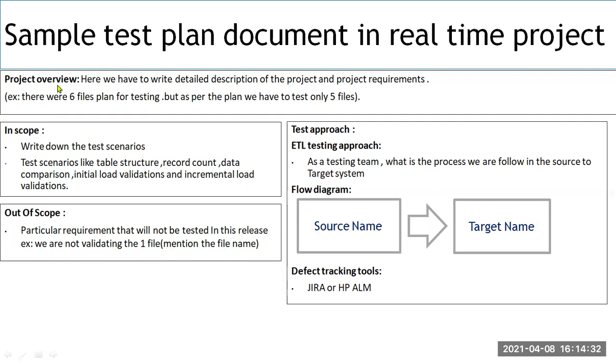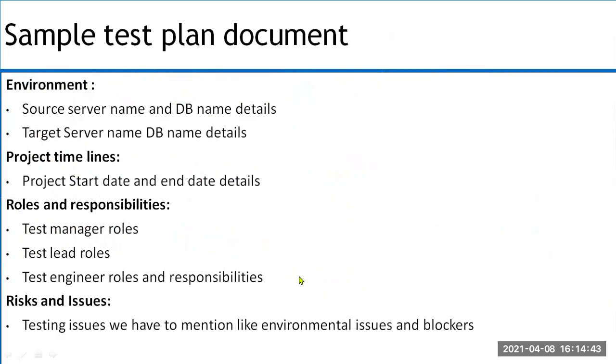So now I have covered the project overview, what is in scope, what is out of scope, the test approach and flow diagram, and defect tracking tools. Next is the environment standpoint of view. We have to mention all the source server names and database name details. At the same time, we again have to mention the target server name and database name details.